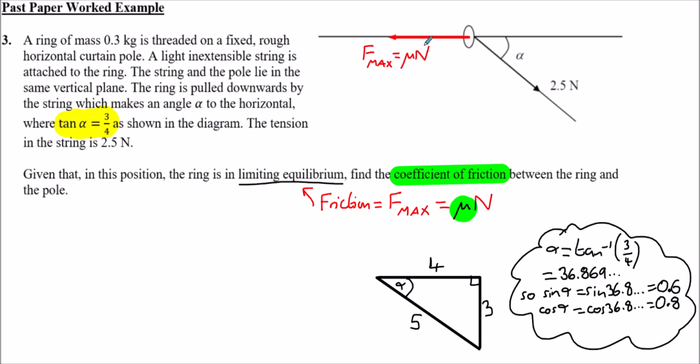There's also going to be a weight, because this ring obviously has a mass. So we're told here that the mass of this is 0.3. So if its mass is 0.3, its weight is going to be 0.3 g.